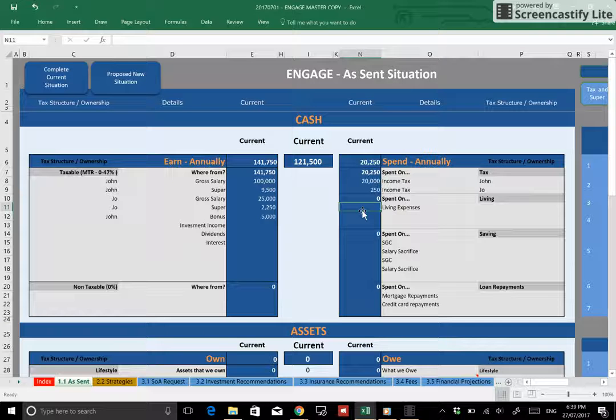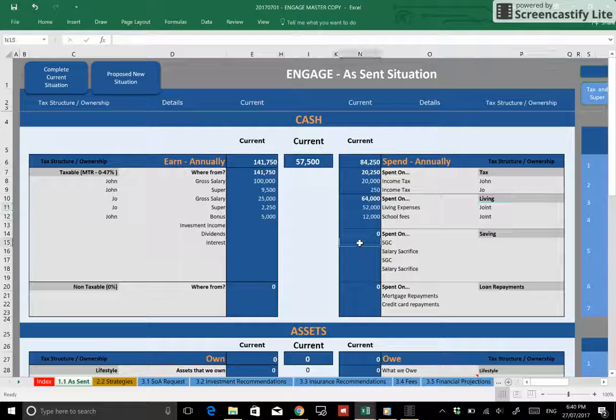They've told us their living expenses are $50,000 or $52,000. And there are some school fees of $12,000. And we're going to add school fees here. And this is being paid jointly. So as you can see, we're putting in basically the tax structures and who's paying for things.